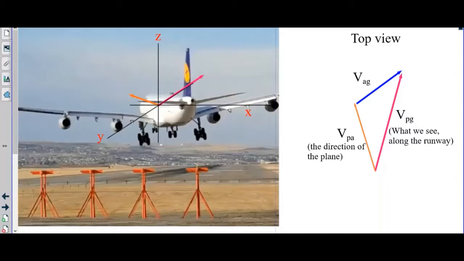So there's 3 velocities in play here. You've got the plane speed with respect to the air. So it has a certain direction. So we can call this the plane velocity with respect to the air. That would be this right here, plane velocity with respect to the air. That's the direction the plane's actually traveling. It looks like it's trying to go in this direction here.